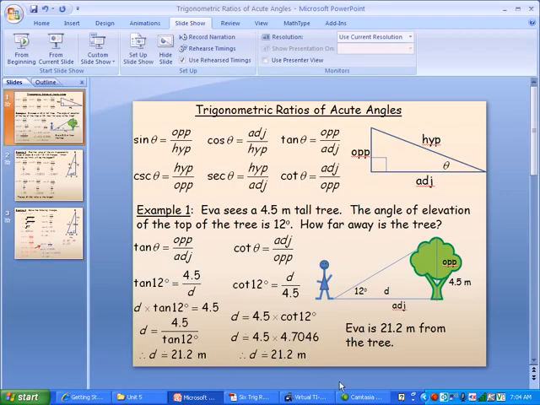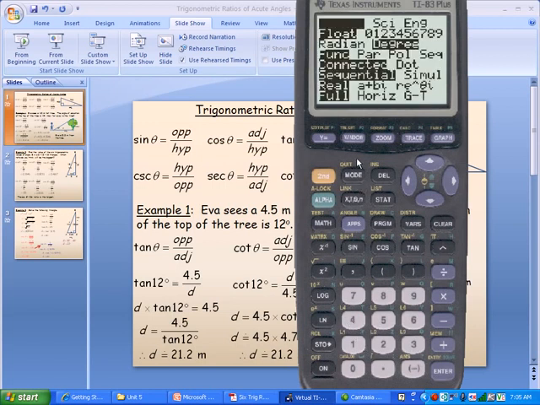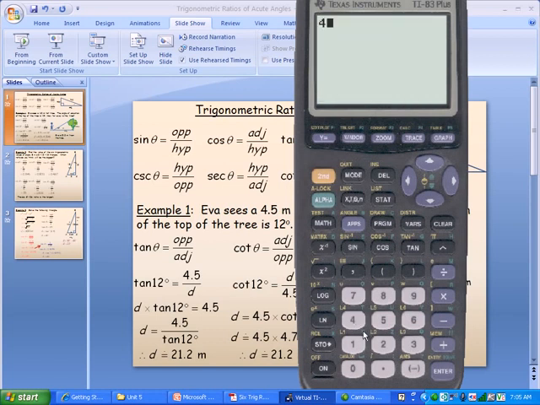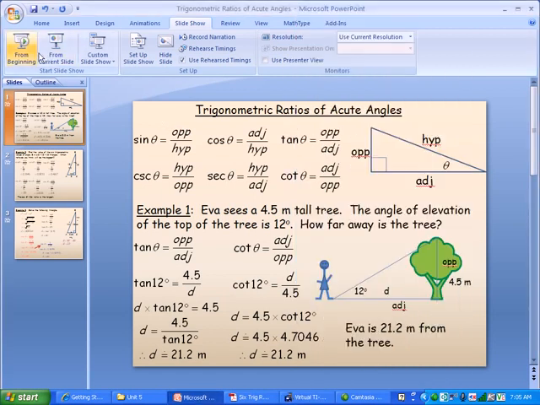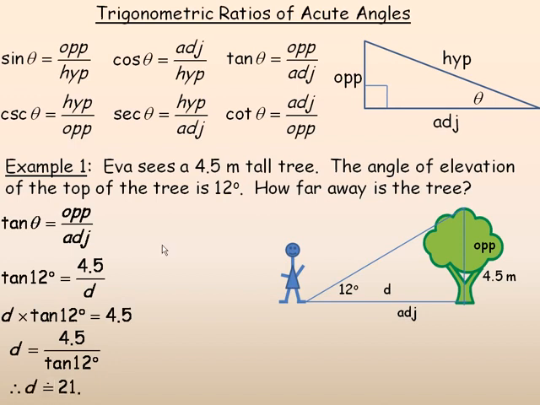And just to show you how I would punch that in my calculator, I would type in 4.5, and actually you have to make sure your calculator is in degree mode. If you press mode here, notice my calculator is in degree mode. So 4.5 divided by the tan of 12 degrees. And so that's where my 21.2 to 1 decimal place comes from. So d is 21.2 meters. That's how far Eva is from the tree.